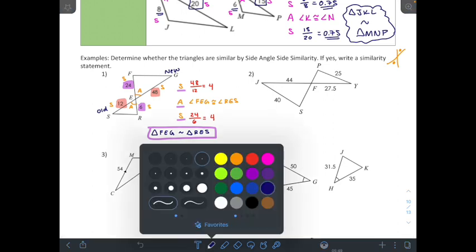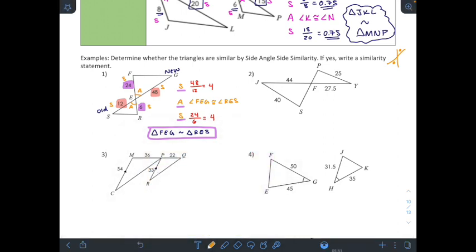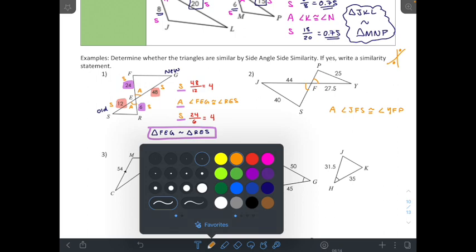All right, the next example, again, I noticed some things. I do have vertical angles on this example. That's great. I can write out the angles that are congruent because they're vertical. So angle JFS is congruent to angle YFP. Again, the letters make that more difficult than it is. All we're saying is that those are two congruent angles, but the letters are how we get there.